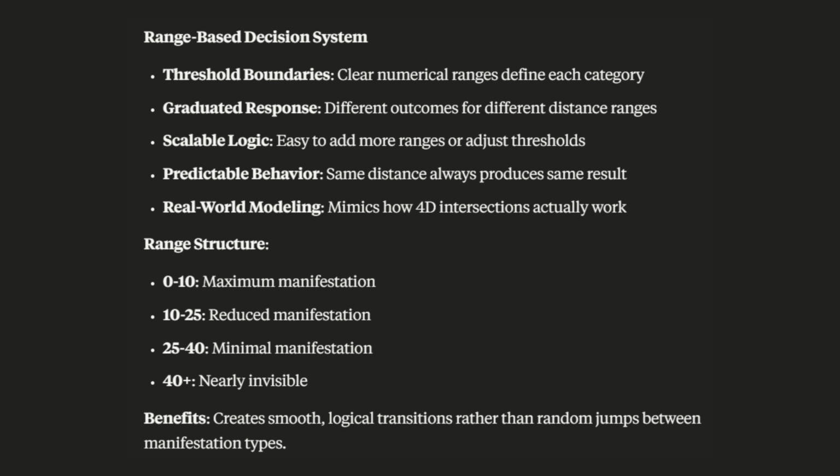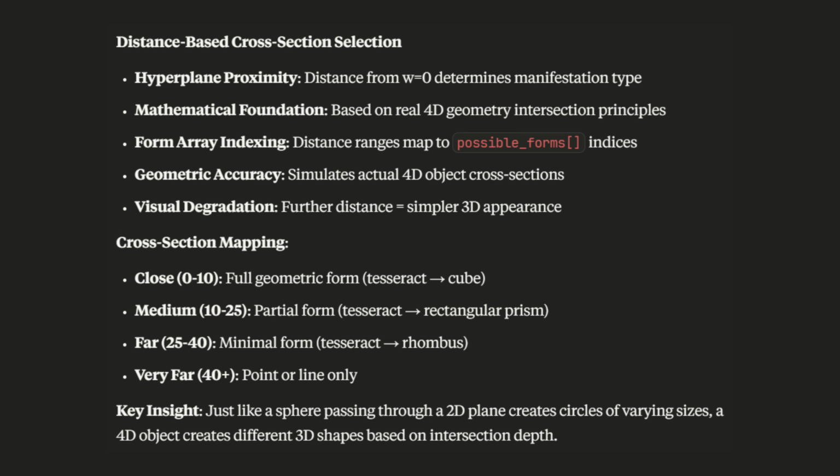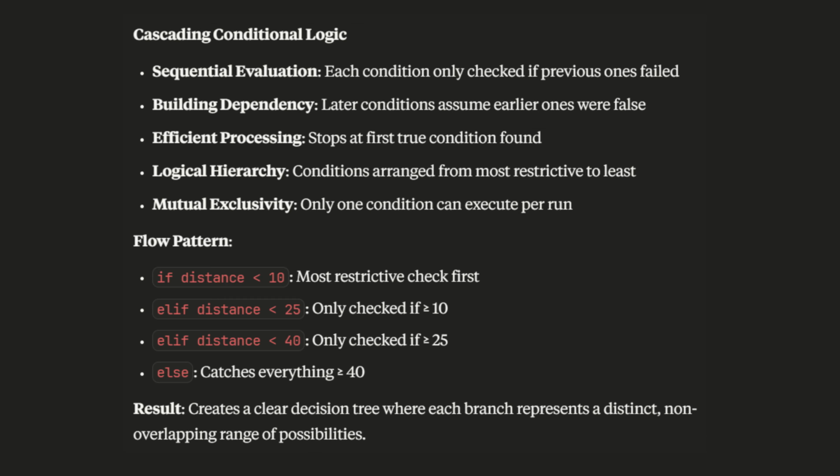This creates a range-based decision system. Based on the distance from our 3D hyperplane, we select different cross-section forms. Distance 0 to 10, full cross-section, possible forms. Index 0, like seeing a complete cube. And then it goes on, partial, minimal, point or line, just a tiny manifestation. Notice how each condition builds on the previous ones.